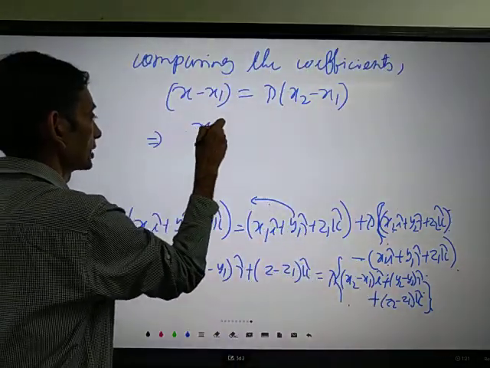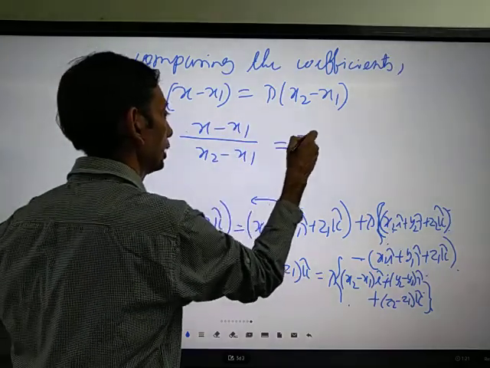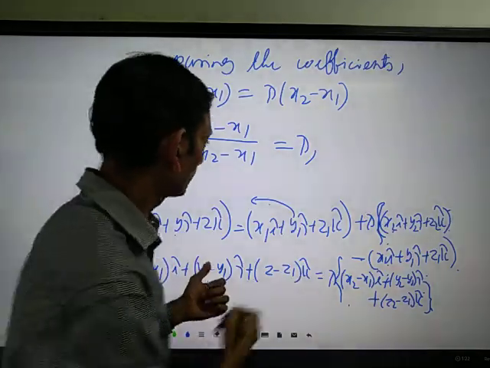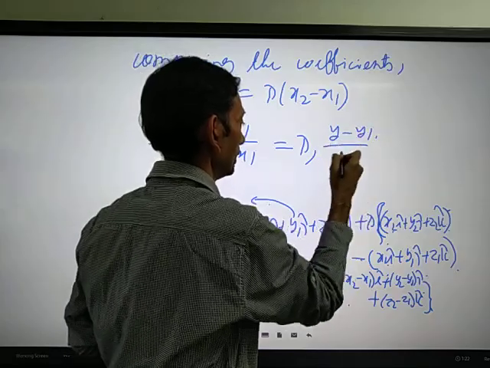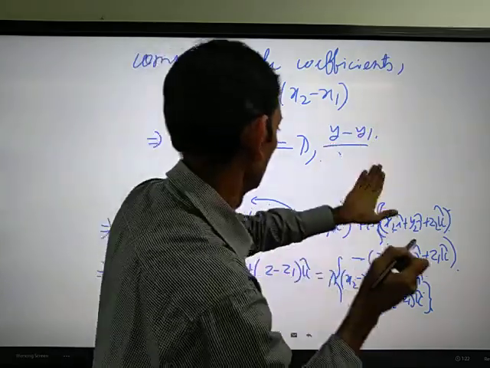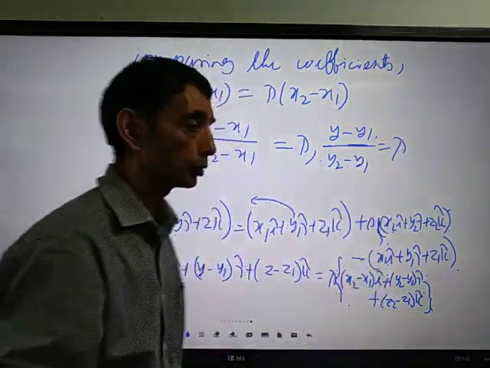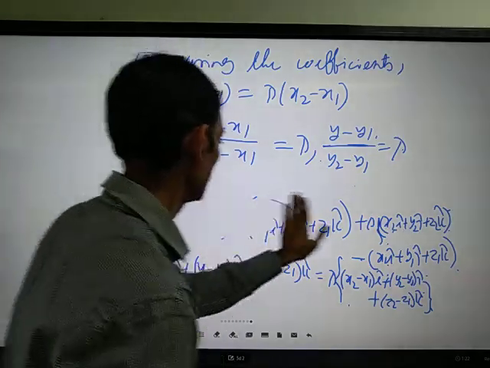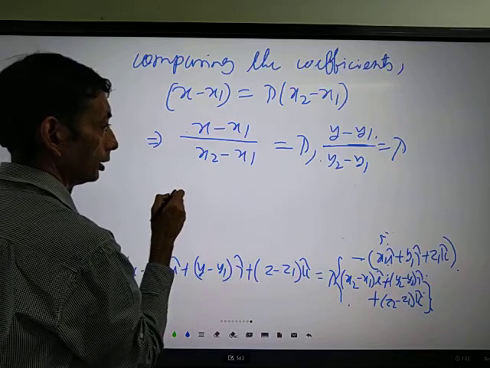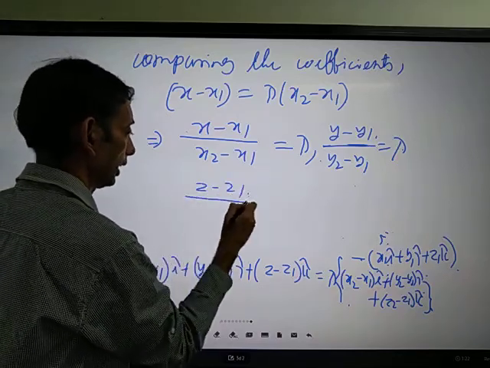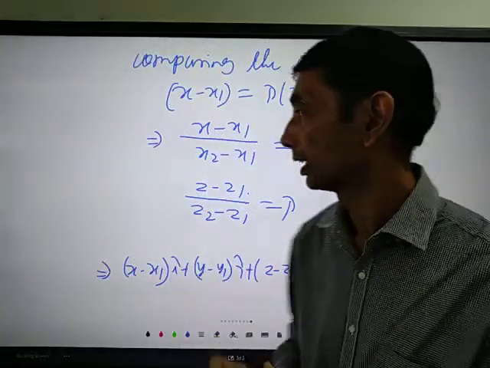These expressions can be written as x minus x1 upon x2 minus x1 equal to lambda. Similarly, we can write the second and the third term. The second term will be y minus y1 by y2 minus y1 equal to lambda. And the third term will be z minus z1 by z2 minus z1 equal to lambda. So we got the three expressions in terms of lambda.